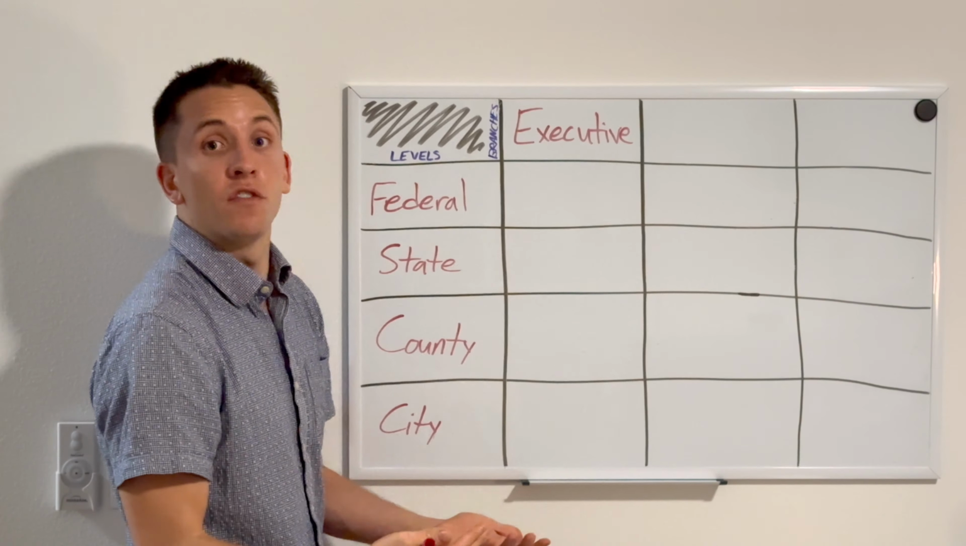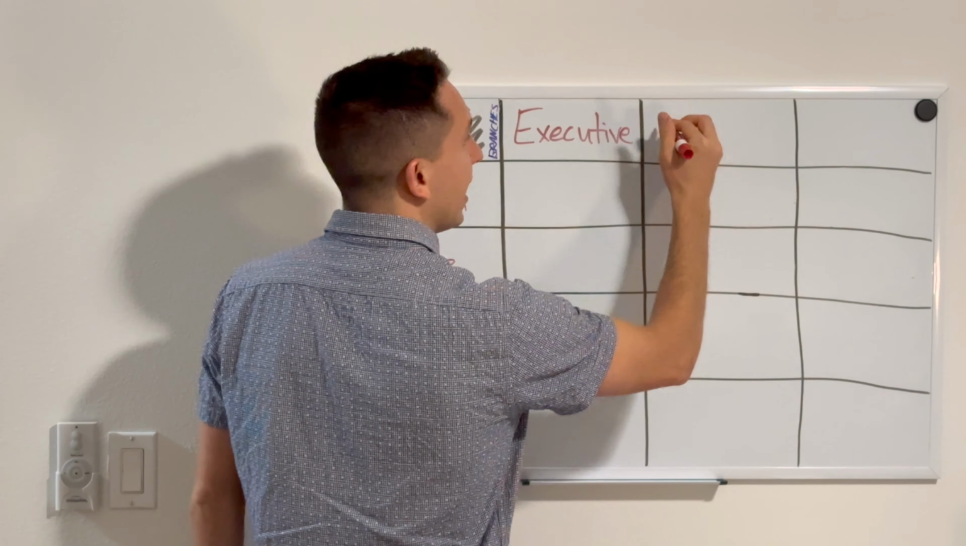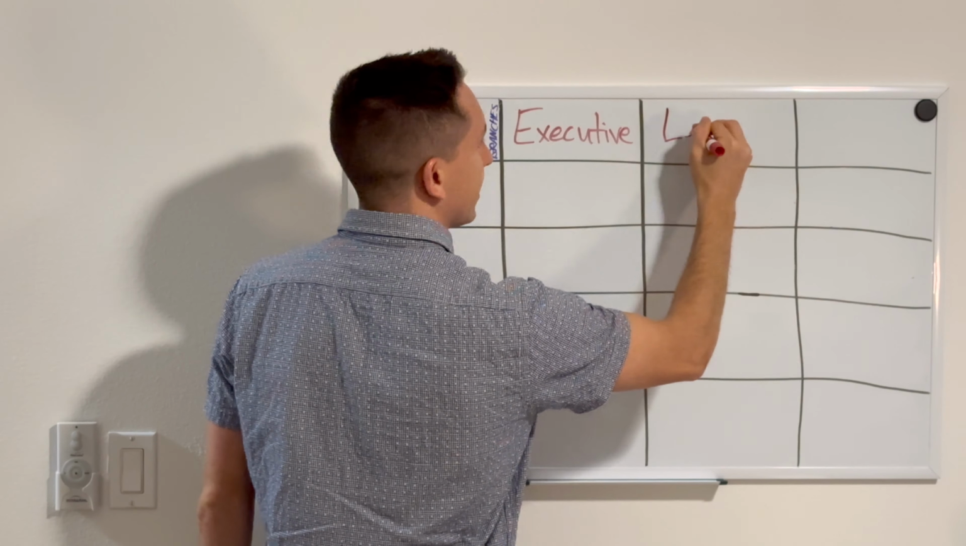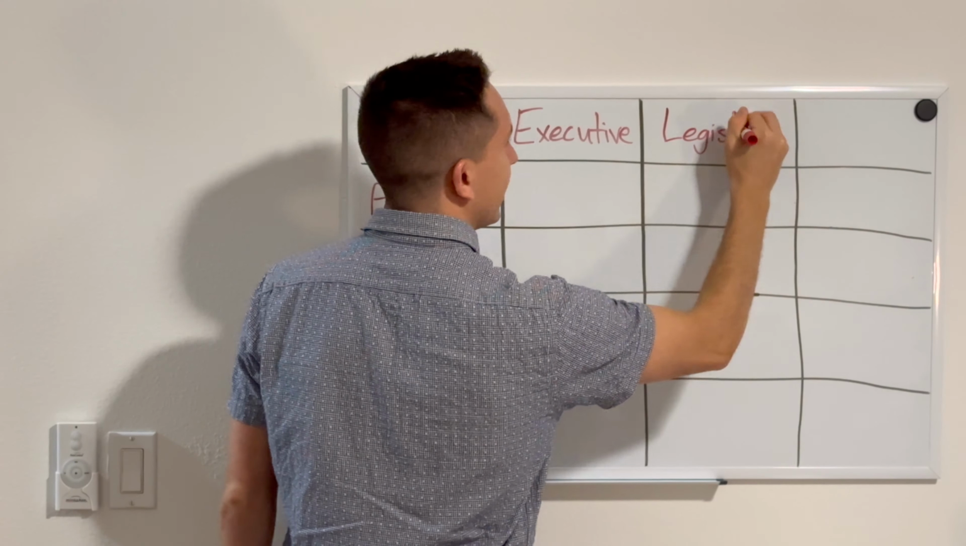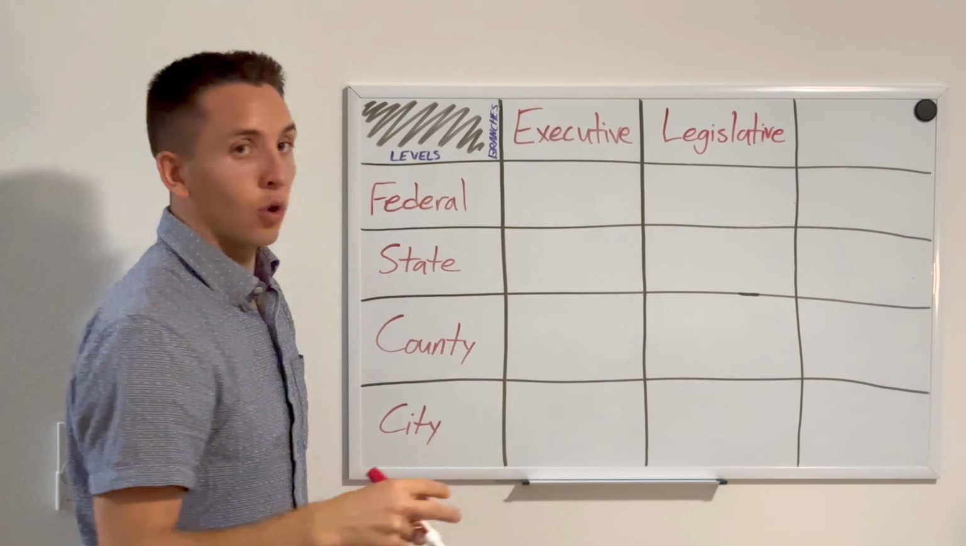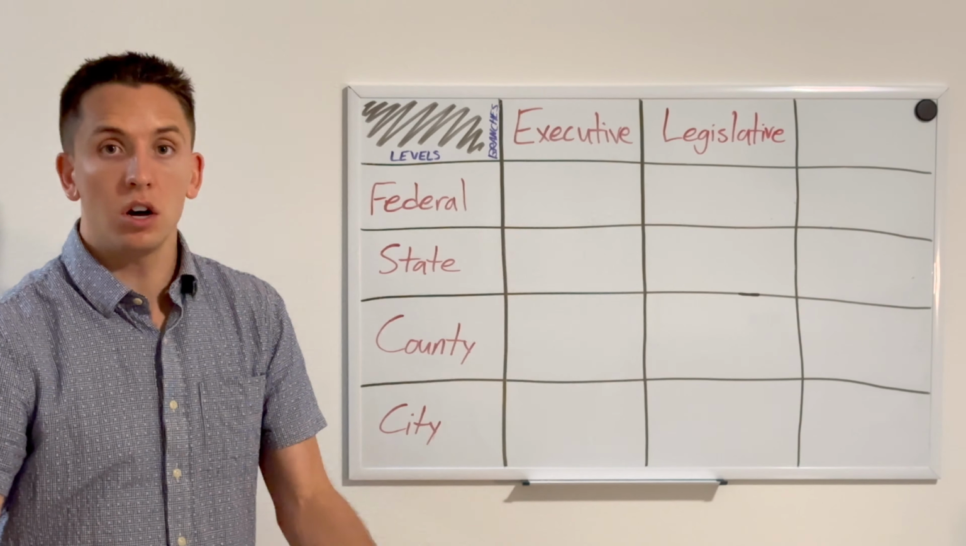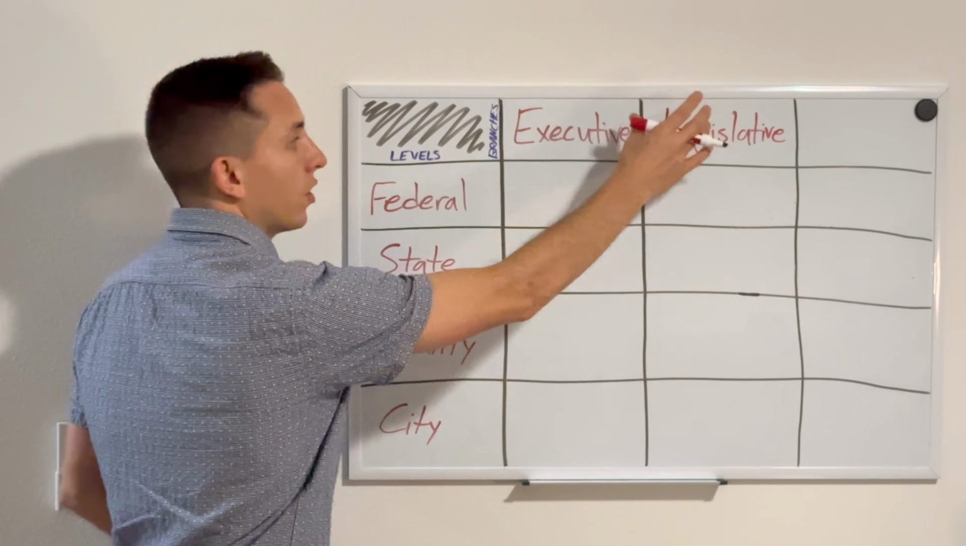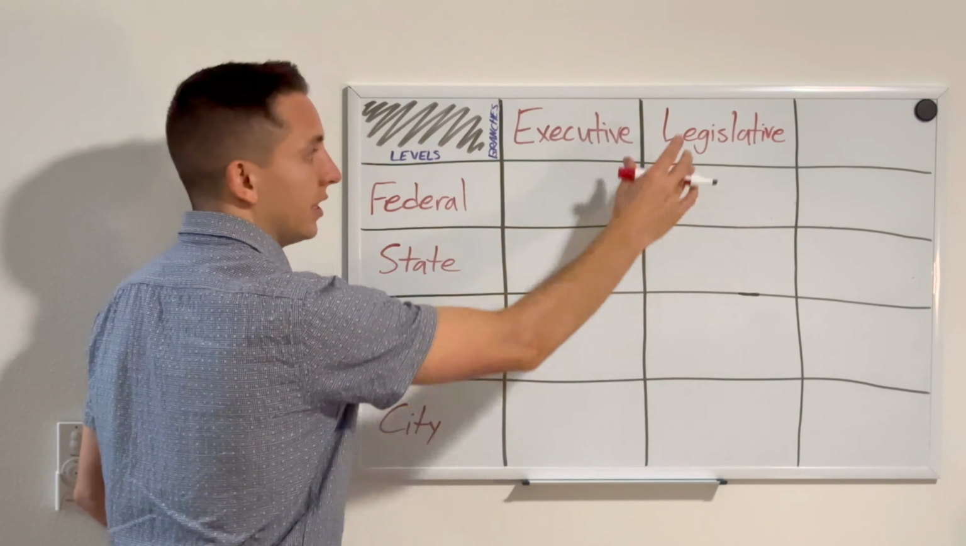and they're to enforce the laws, okay? The next level is the legislative. They're there to legislate laws or make legal the laws. They're there to create the laws. So these guys create the laws, and these guys execute or enforce the laws.